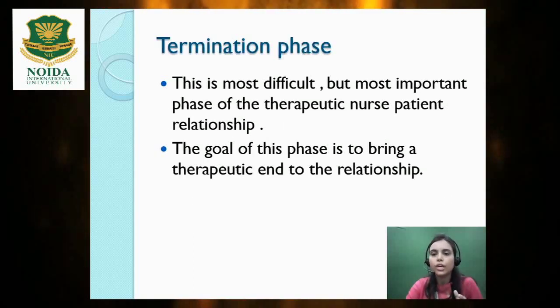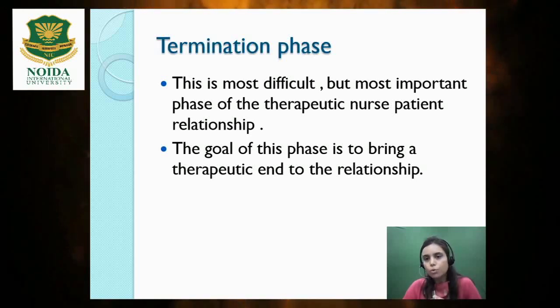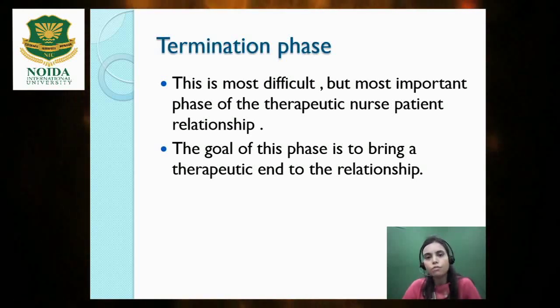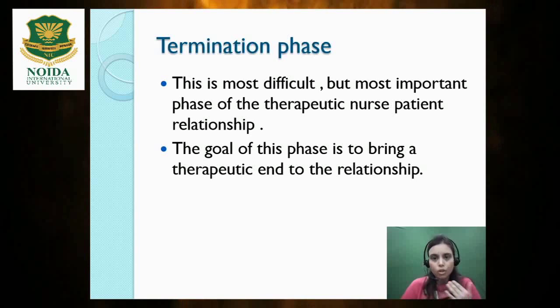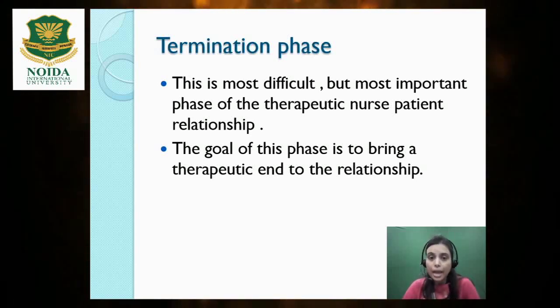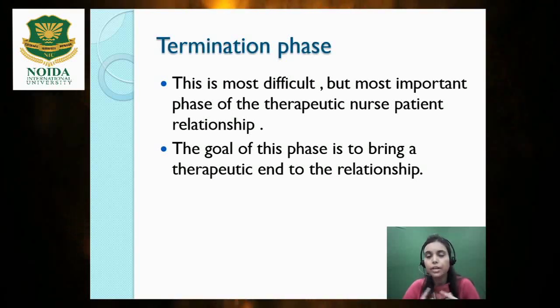Then the last phase, where the nurse-patient relationship ends, is the termination phase. This is the most difficult and the most important phase of the therapeutic nurse-patient relationship. How is it difficult? Because it ends the process here. And how is it important? Because it ends on the basis of previous phases, like the pre-introductory phase, introductory phase, and working phase. The goal of this phase is to bring a therapeutic end to the relationship. Now the nurse and the patient have to mutually end the relationship. Therapeutic end means in a hospital care setup it has to end.